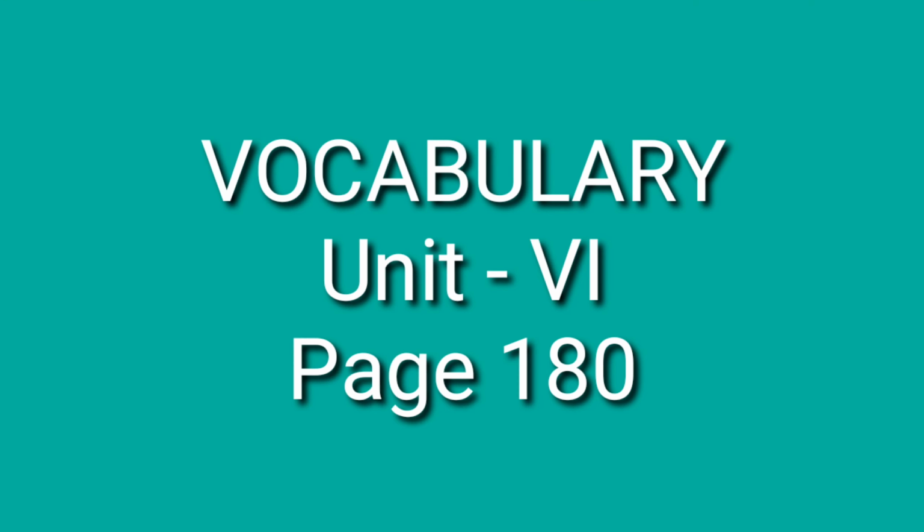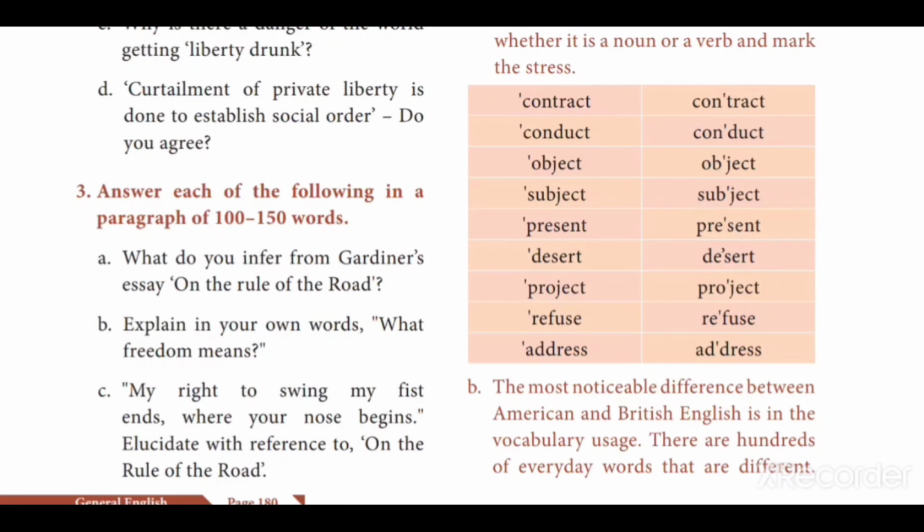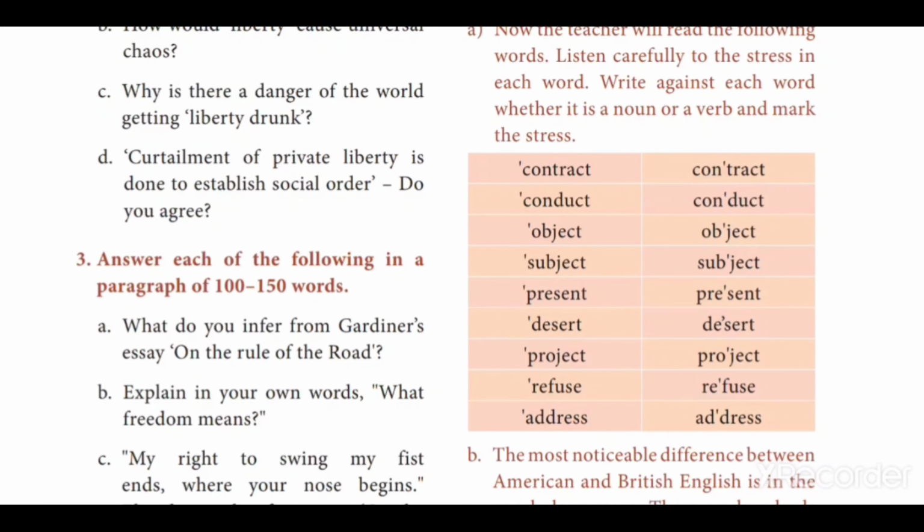Dear students, now we are moving on to the vocabulary section of unit number 6, and now we are at page number 180. Here on the right hand side we find a box, and above that we find an instruction, and it says: listen carefully to the stress in each word. Write against each word whether it is a noun or a verb and mark the stress. In this box, on the left side all the words you find are nouns, and on the right side all the words you find are verbs. Now let me pronounce all these words with proper stress so that you can understand the difference between the two.